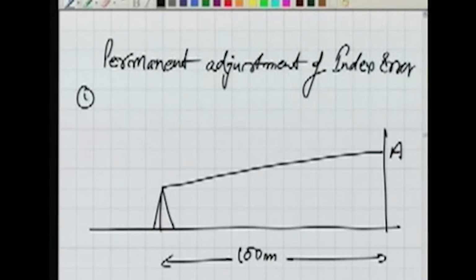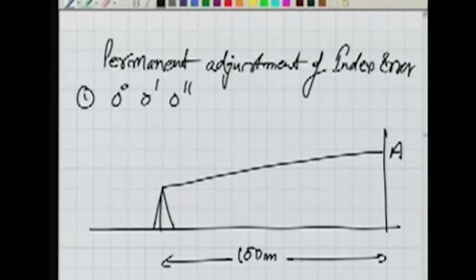Then the face is changed again because I have to bisect from here. Altitude bubble is in center, we make it to the center, and by rotating this telescope, I make the same reading. Let us say the reading is made to be 0.